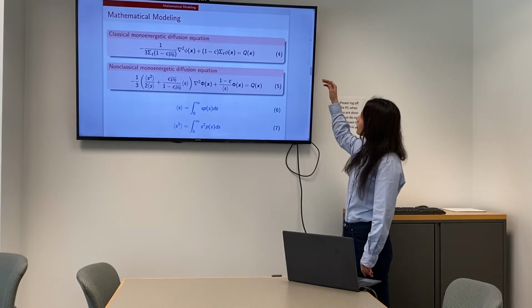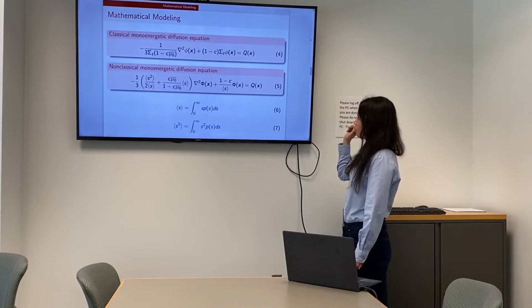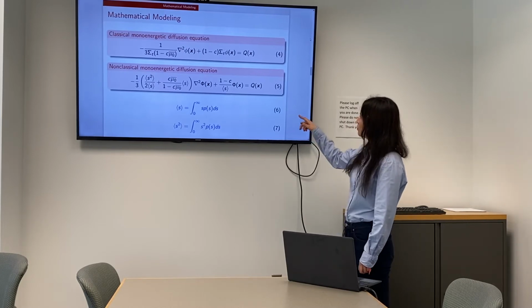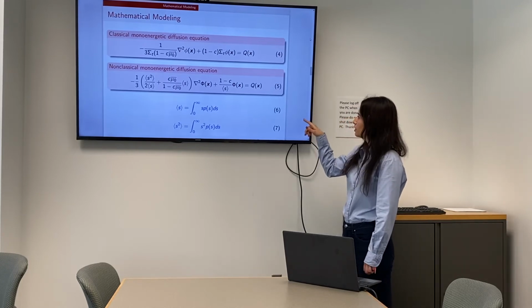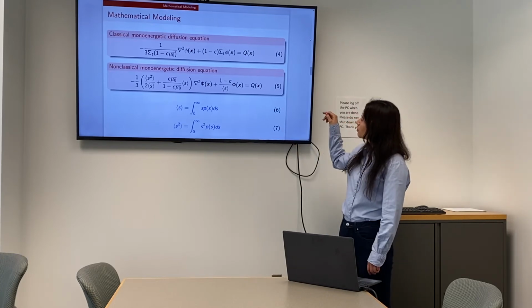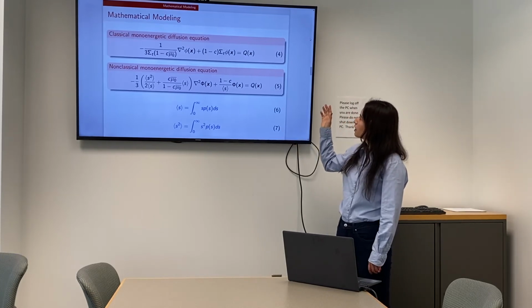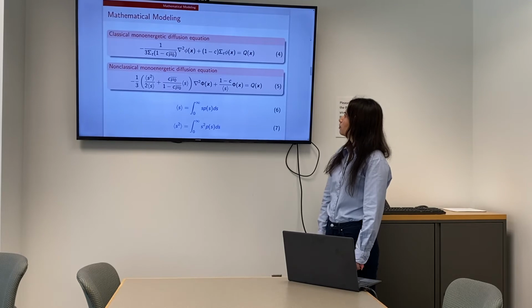Here we have the classical monoenergetic diffusion equation and the non-classical monoenergetic diffusion equation. In the non-classical, we have the variables given by equations 6 and 7 that are the mean free path and the squared mean free path. They are also balanced equations, where the left-hand side represents the removal of particles and the right-hand side represents the production of particles.